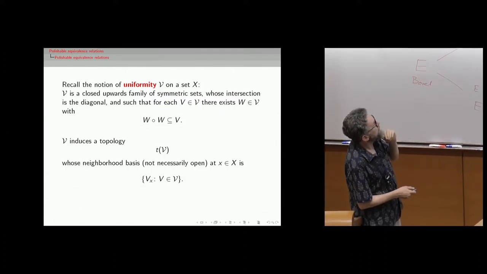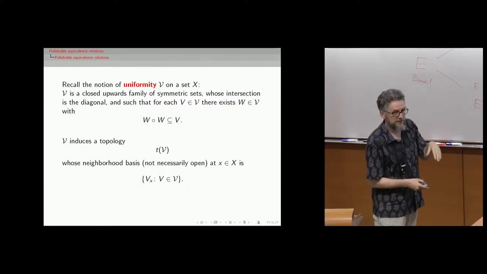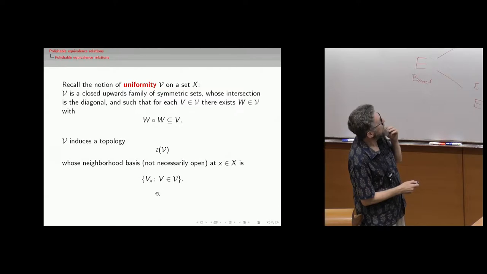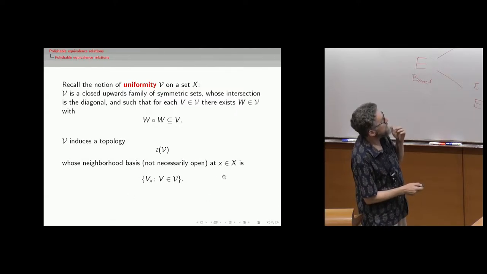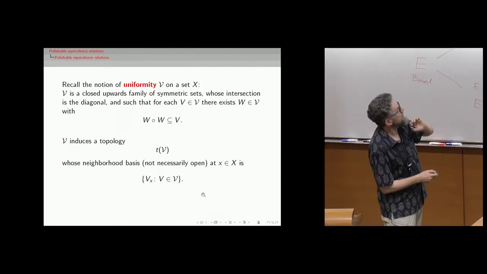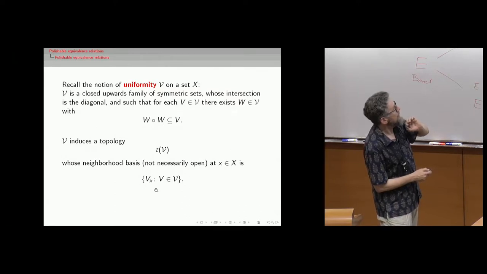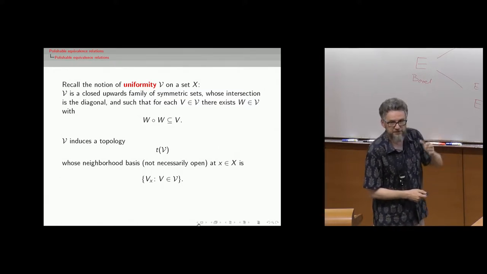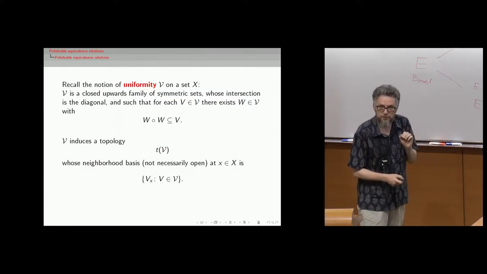Each uniformity induces a topology. How is this topology defined? I have to tell you what the neighborhoods of a point x are. You take all the elements of the uniformity and you take the vertical section of this element at x. These are now subsets, all these V_x. Because V contains the diagonal, all the V_x contain the point x, and we treat them as the basis of a topology. One can check that the topology is generated by them.